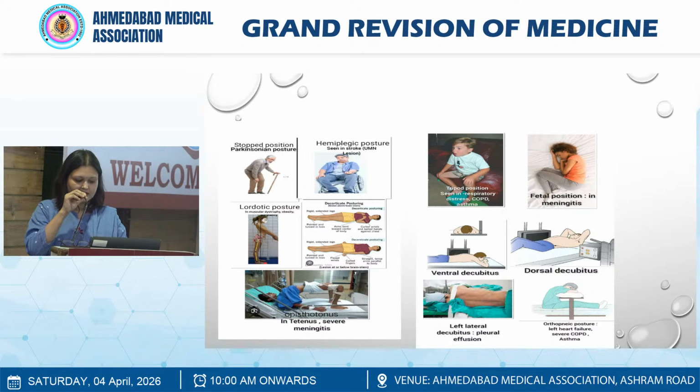Then these are the decubitus, mainly left lateral decubitus. It is seen in pleurisy because patient feels better when lying on the same side. It reduces the friction of pleura, visceral and parietal pleura. And orthopnea. Orthopnea તો ભણી લીધું ને.